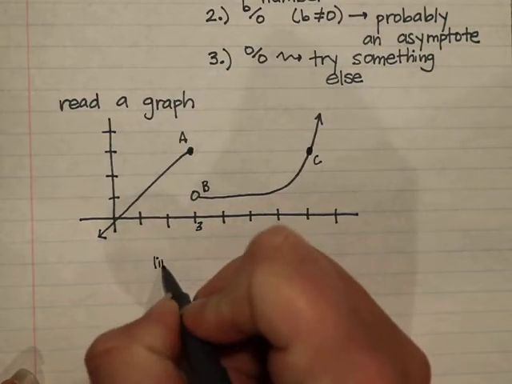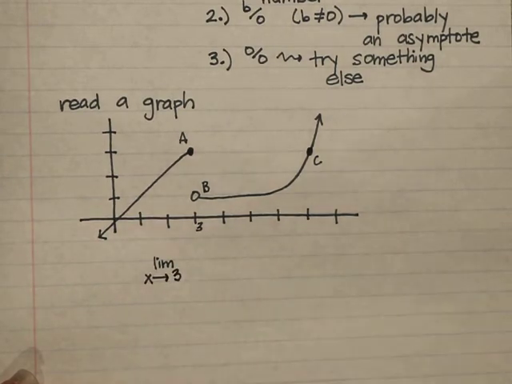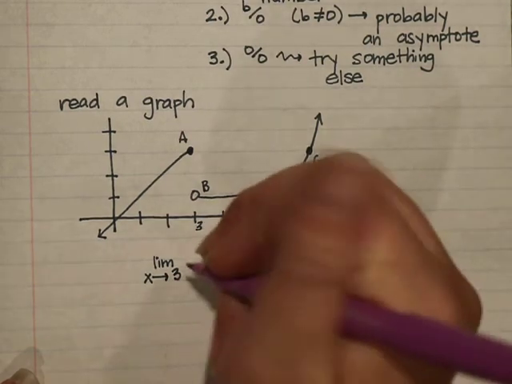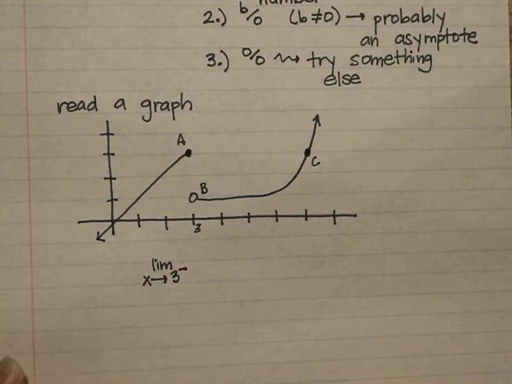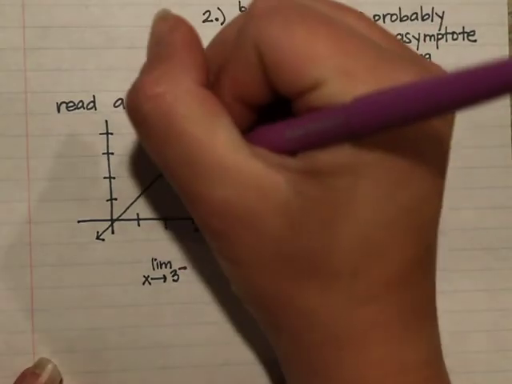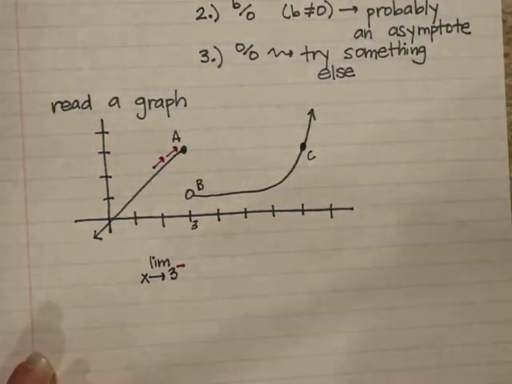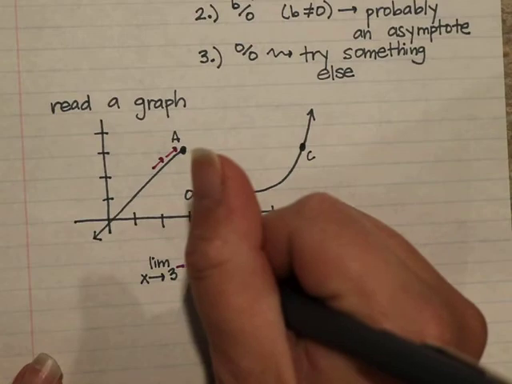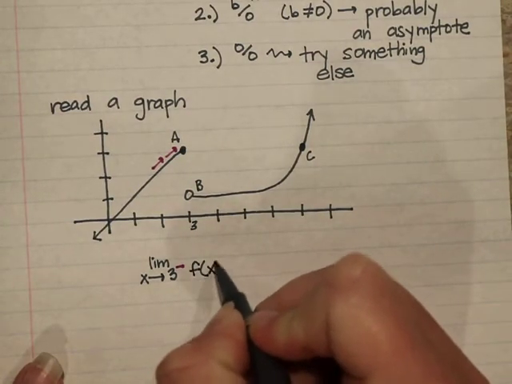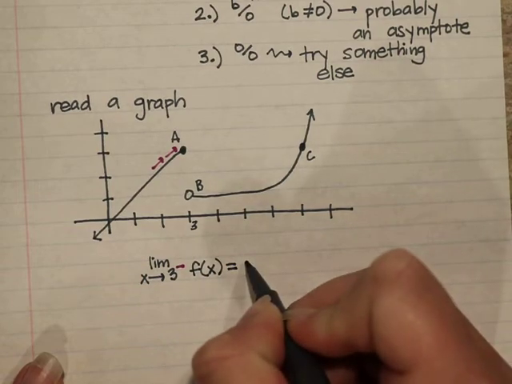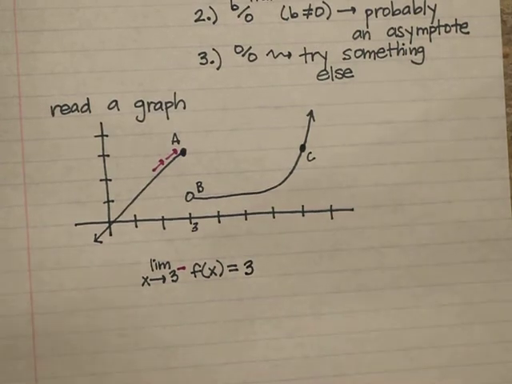So let's look at, as x approaches 3 from the left. That little negative means that we are approaching from the left. So from the left looks like this. I'm coming from the left. And as I do that, for this function f of x, I get, let's see, what's my y value? 1, 2, 3.